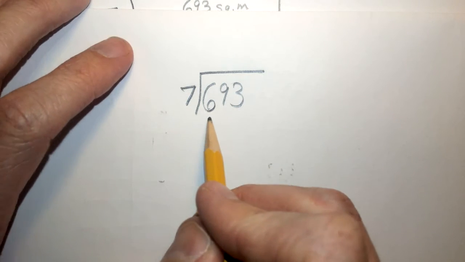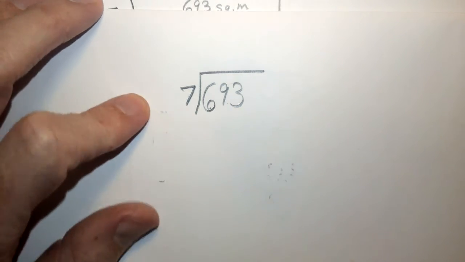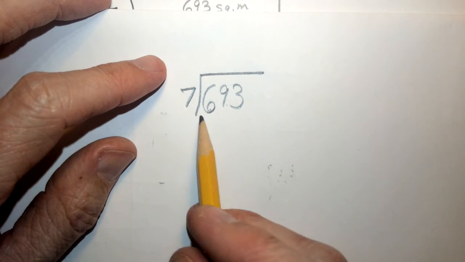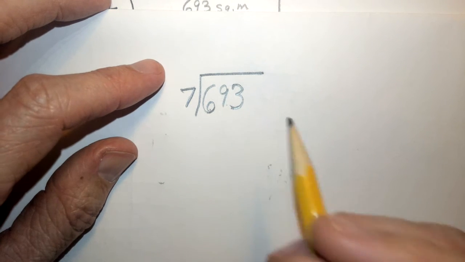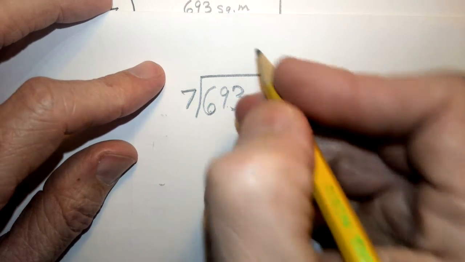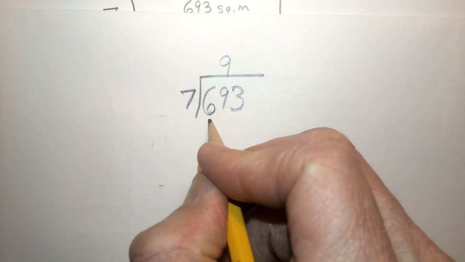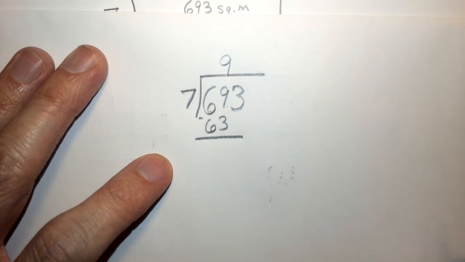So 7 does not go into 6, but 7 does go into 69. So think of your 7s. So 7 times what gives you something close to 69? So 7 times 9. What is 7 times 9? Think of your 7s. So 7 times 9 is 63. Because 7 times 10 would be 70, and that's too much.